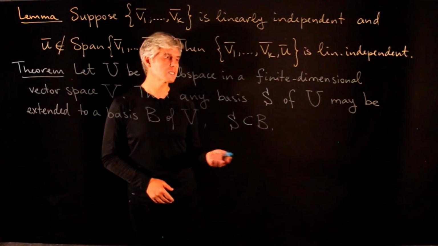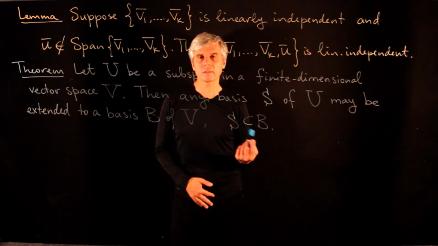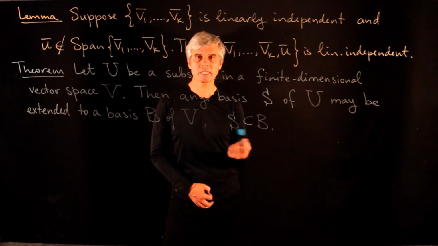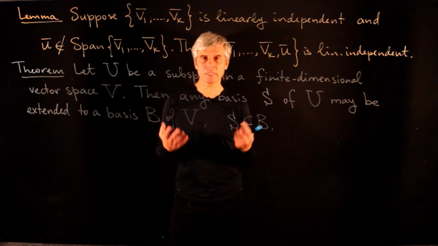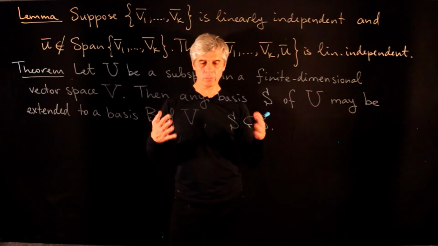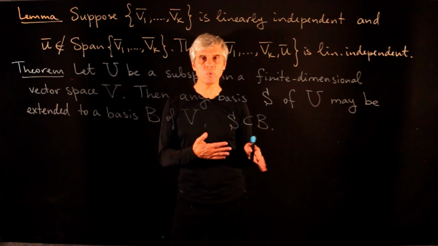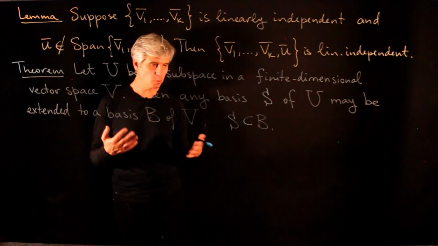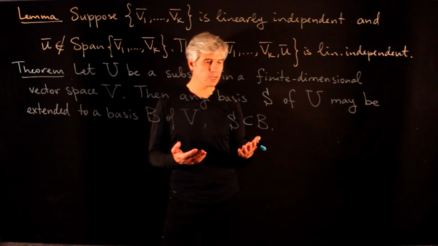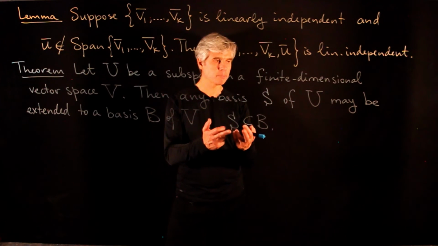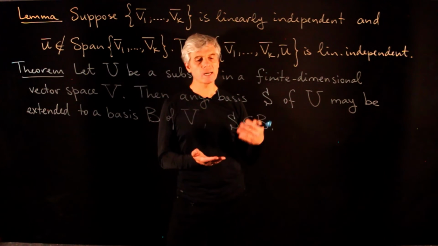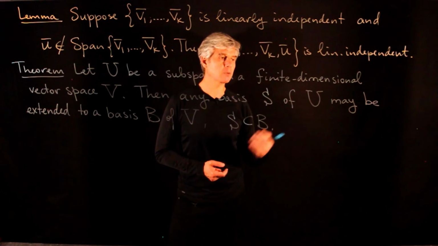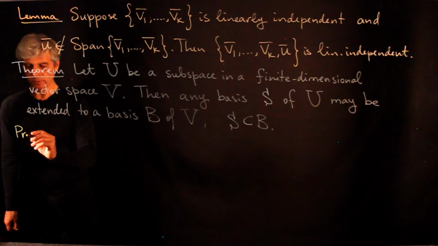So the proof of this theorem is reminiscent of the proof of our theorem about existence of a basis. When we proved the existence of a basis, we started with a spanning set, and we were removing vectors one by one until we reached linear independence. Now, in this case, we will do the opposite. So we will start with a basis of a subspace, and we'll start adding vectors one by one until we reach the spanning property. So let's give a proof.